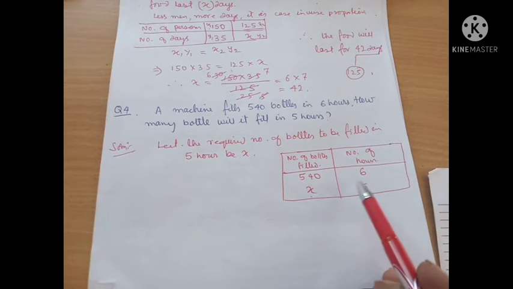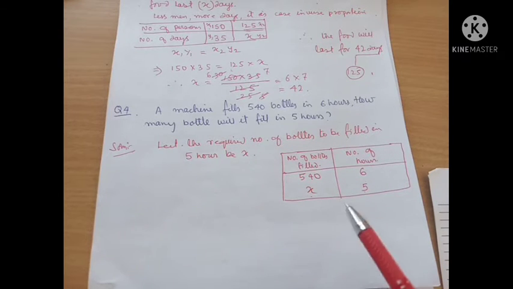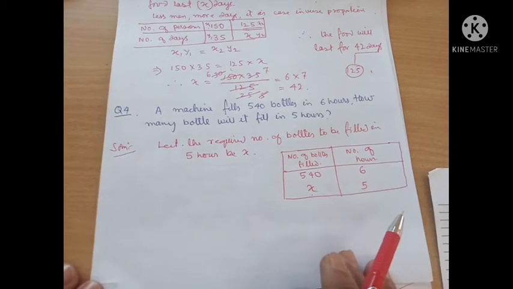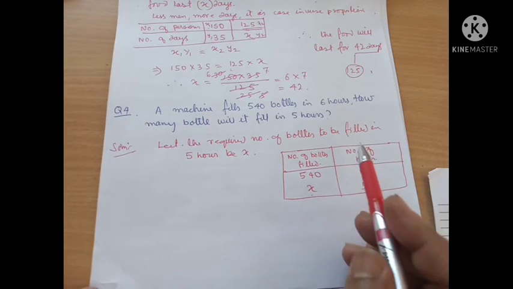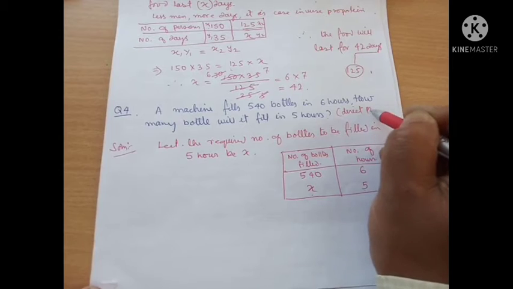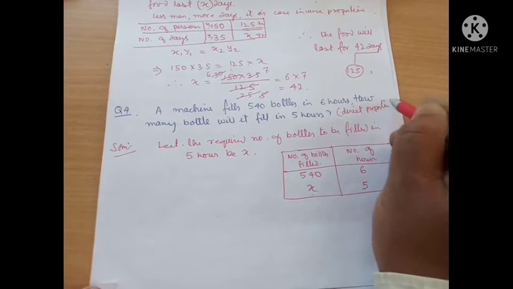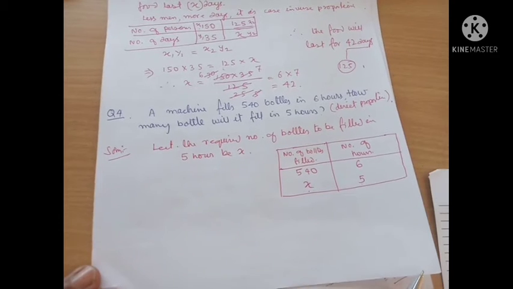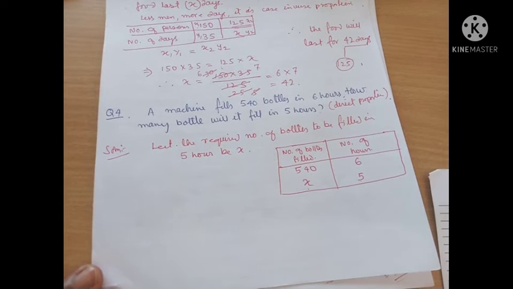Here, since the number of bottles is more, the number of hours required will be more. This is an example of direct proportion. Okay, we are mixing the examples, so let's complete this also. This is an example for direct proportion. Then next we can conclude another example of inverse proportion.